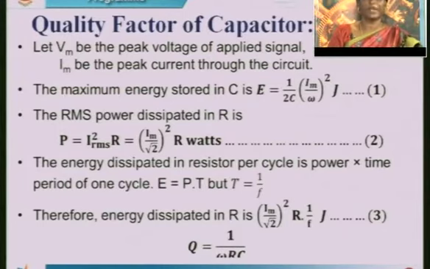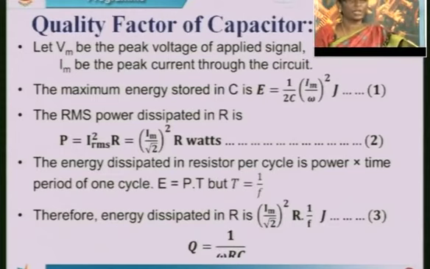Okay, because we have to substitute in the equation the ratio of 2 pi into the ratio of energy stored in the capacitor per cycle by energy dissipated in the resistor per cycle. So we have the general expression here, P equal to I RMS square into R. I RMS is nothing but Im by root 2. So you have the equation for power dissipated in the resistor is (Im by root 2) square into R watts. That is the equation 2.